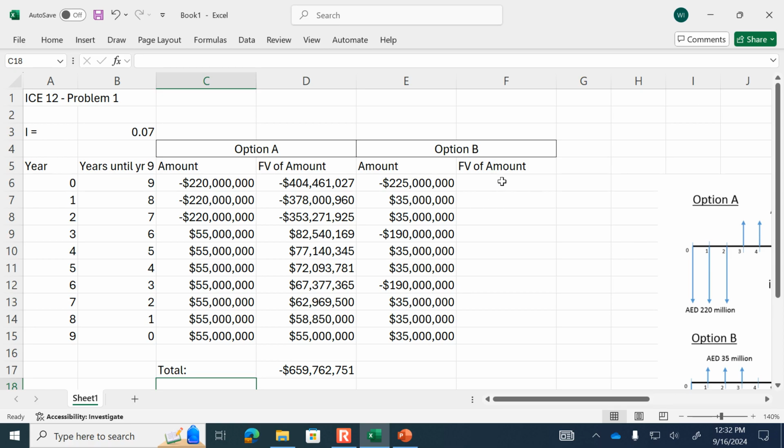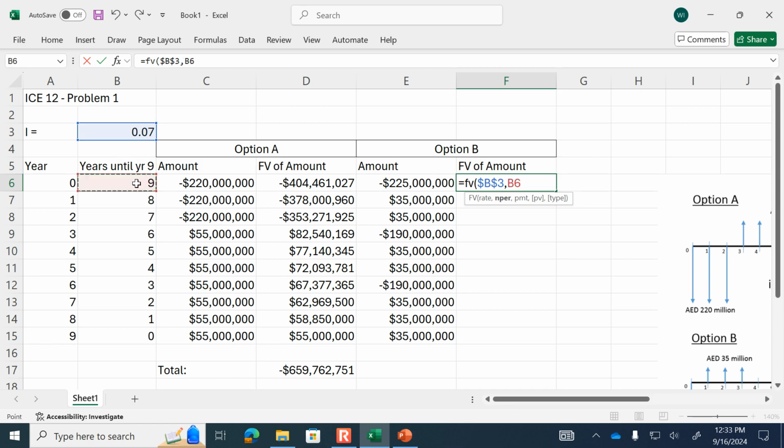So let's check out applying the FV function here for option B. Equals FV, reference the rate and anchor it. NPER is how many years into the future we're compounding it. Double comma, because we want to skip over the payment field here. We want this individual amount we put into the function to be treated as though it's a single lump sum present value that's being compounded into the future.